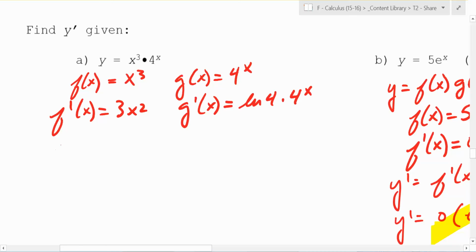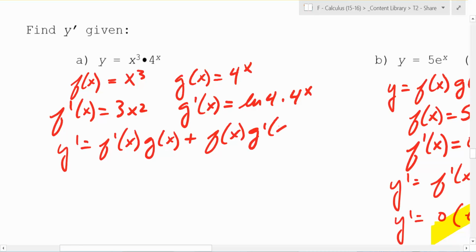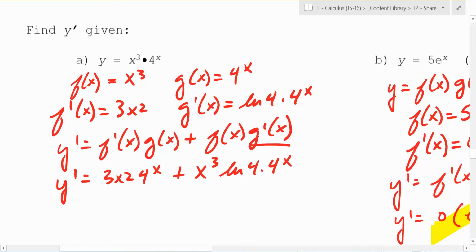We know that y prime is equal to f prime times g plus what? F times g prime. So fill in the blanks for me. Y prime is equal to 3x squared times 4 to the x plus, what's f of x? X cubed. And g prime, what's g prime? ln 4 times 4 to the x. There's your derivative right there. You do the derivative of the first times the second plus the first times the derivative of the second.